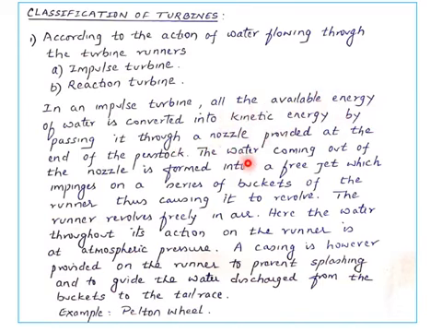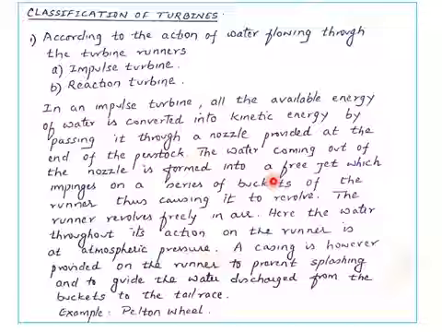So now this water coming out of the nozzle is formed into a free jet, which will impinge on a series of buckets on the runner. Thus the runner will rotate or revolve. This runner is revolving freely in air. Hence the water, throughout its action on the runner, is at atmospheric pressure.